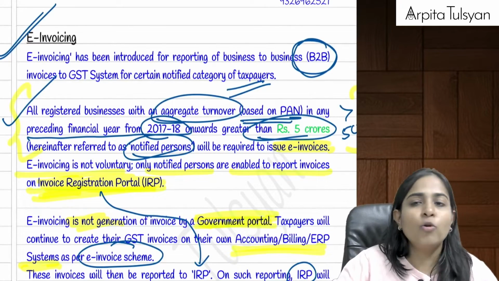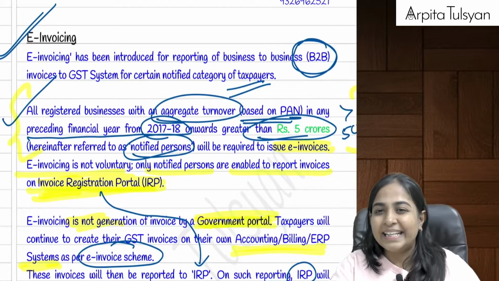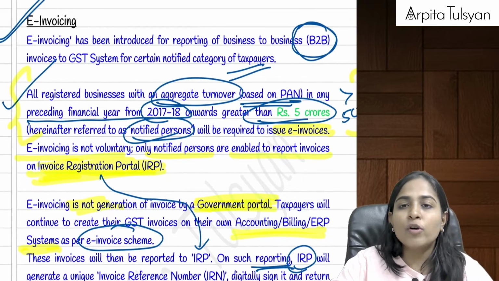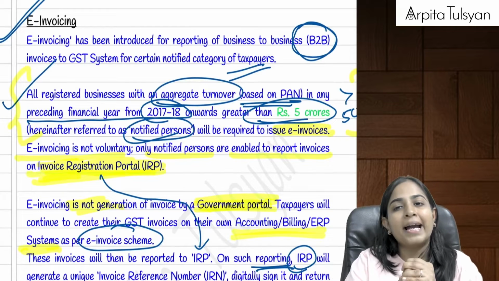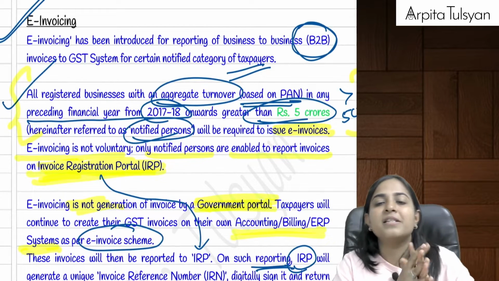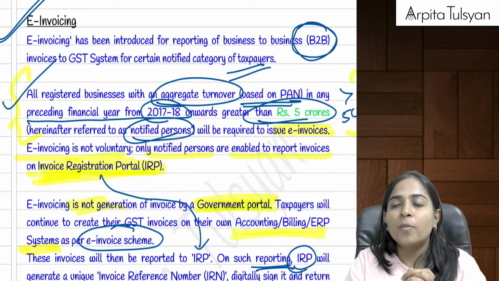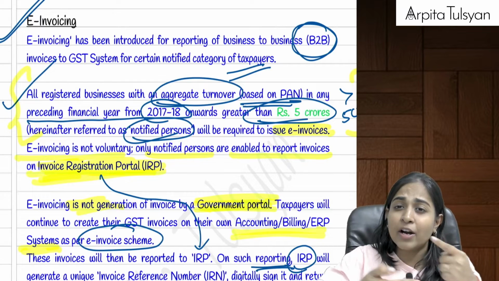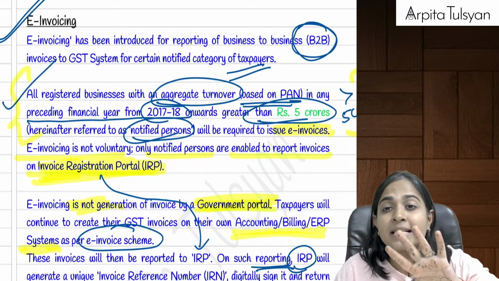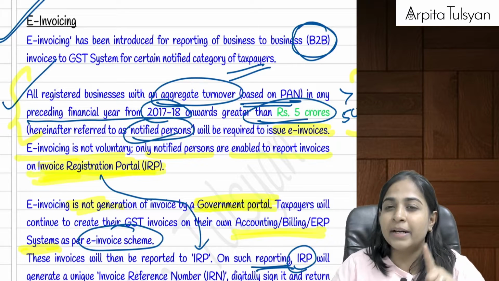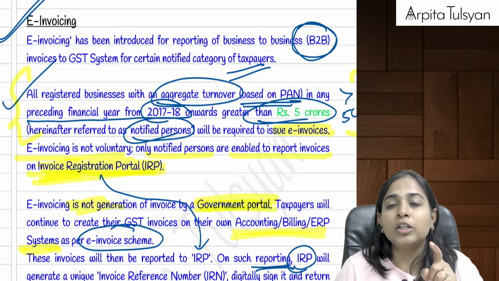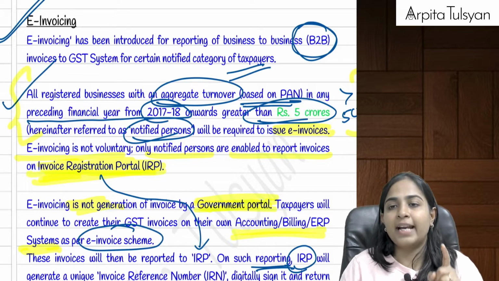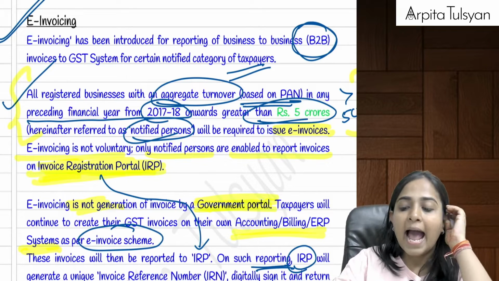Right, then going on to the next concept, that is about e-invoicing. The e-invoicing concept was introduced for such registered persons whose aggregate turnover in any of the preceding financial years from 2017-18, in any one of the years, has exceeded rupees 5 crore. Okay, this is the updated limit. Earlier it was 10 crore.